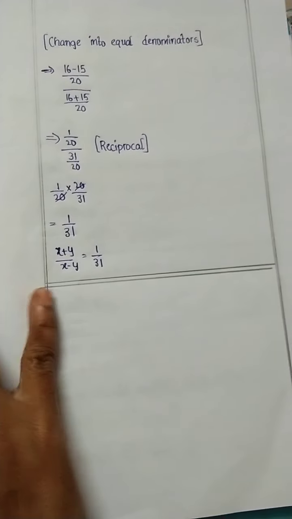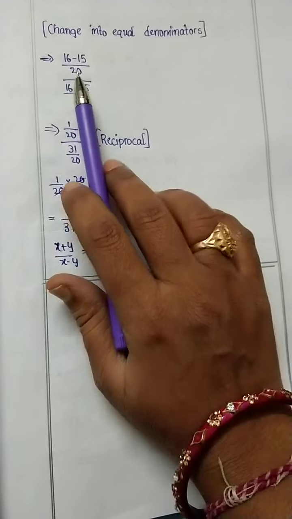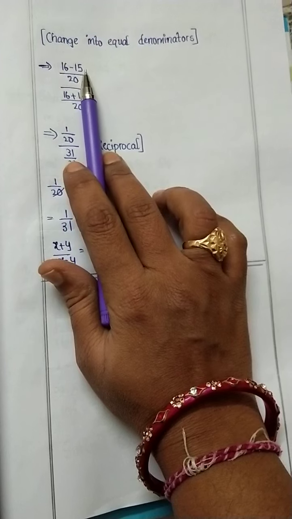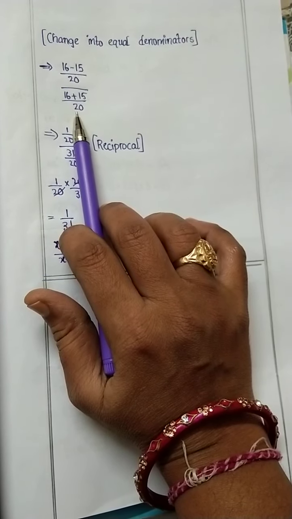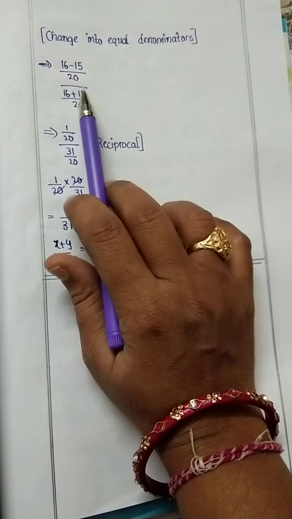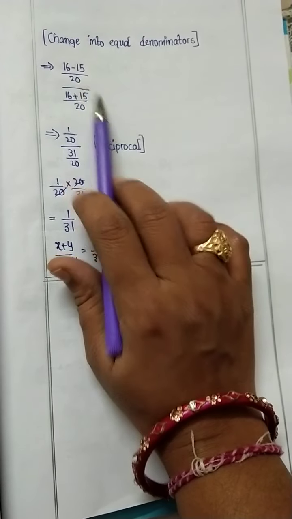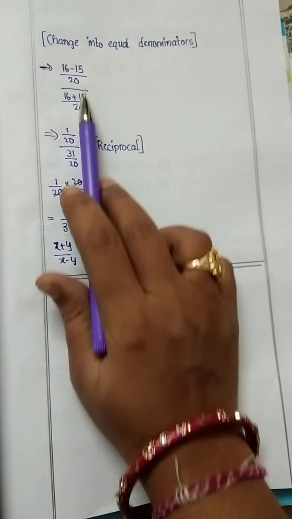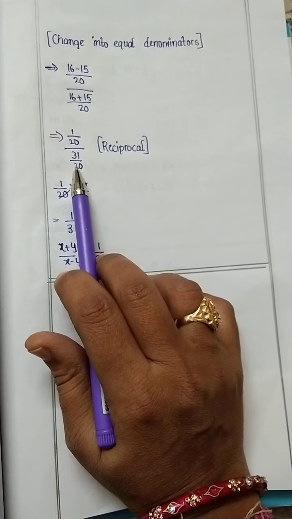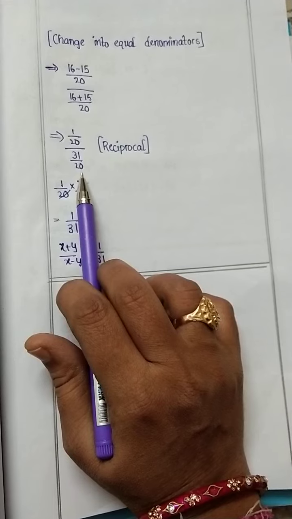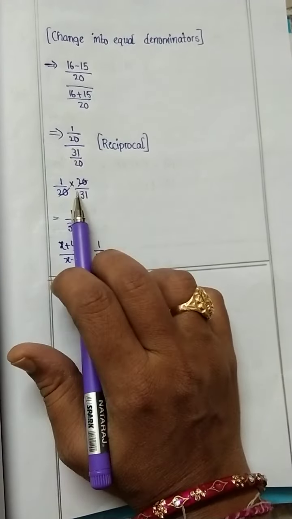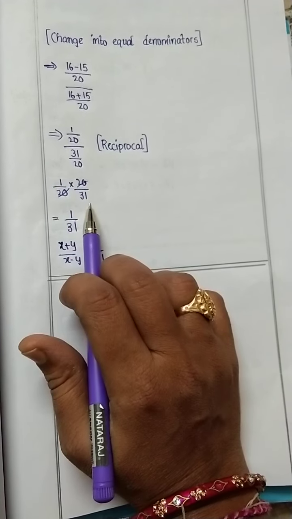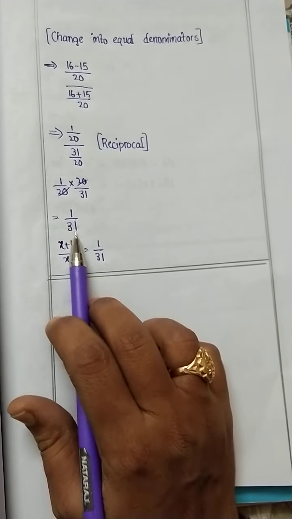Next page I wrote that one. See, it changes into equal denominators, right? Now 16 minus 15 divided by 20, 16 plus 15 divided by 20. If you write, you can get this one. Denominators 20 and 20 we can cancel. Next step, 16 minus 15 is 1 by 20 divided by 31 by 20. Now here you can write the reciprocal: 1 by 20 into 20 by 31. 20 and 20 will get cancelled, so 1 by 31.